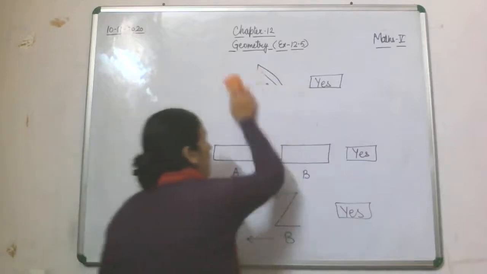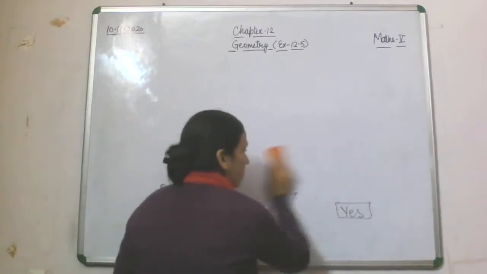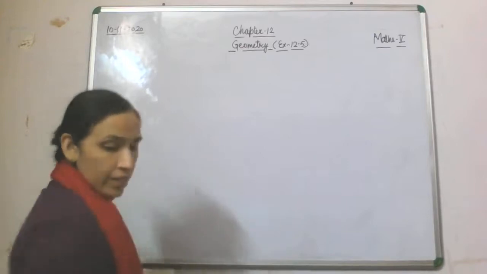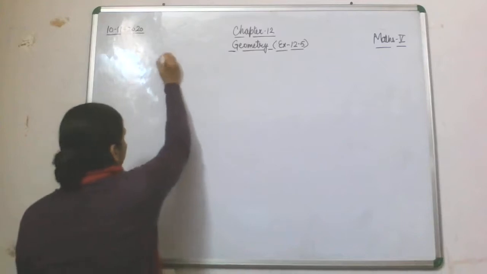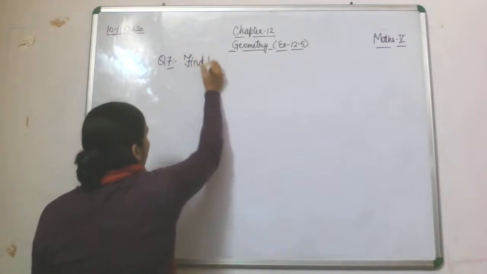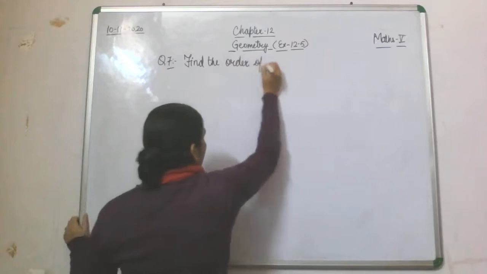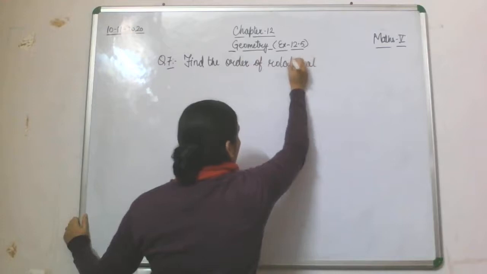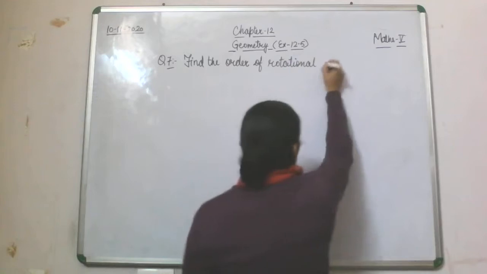Now question number 7 of this exercise 12.5. The mirror image you can see in the figure, and then you can find it out. Now in question number 7, we are going to find the rotational symmetry. So let's do that rotational symmetry. Question number 7: Find the order of rotational symmetry of each figure.